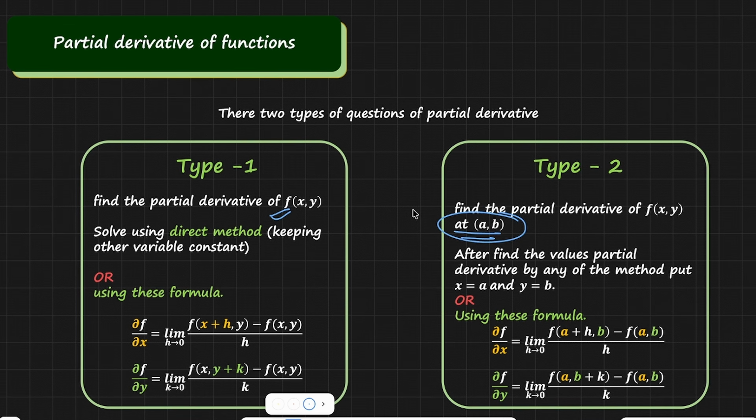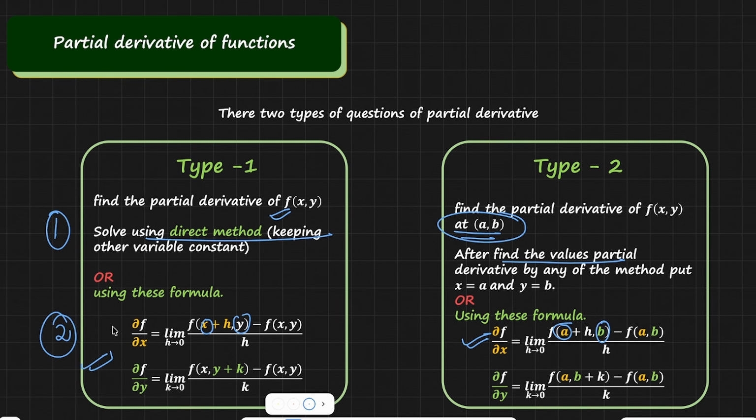So what you can do, after finding the value of the partial derivative, you put x equals a, y equals b. Otherwise, in this function, instead of x you write a, instead of y you write b. So these are 4 types of questions. Basically, 2 major types are there, with 4 different things. First is solving the partial derivative simply, using the direct method that I will explain to you. Okay, this is using the formula. You can also solve it like this, with the formula.